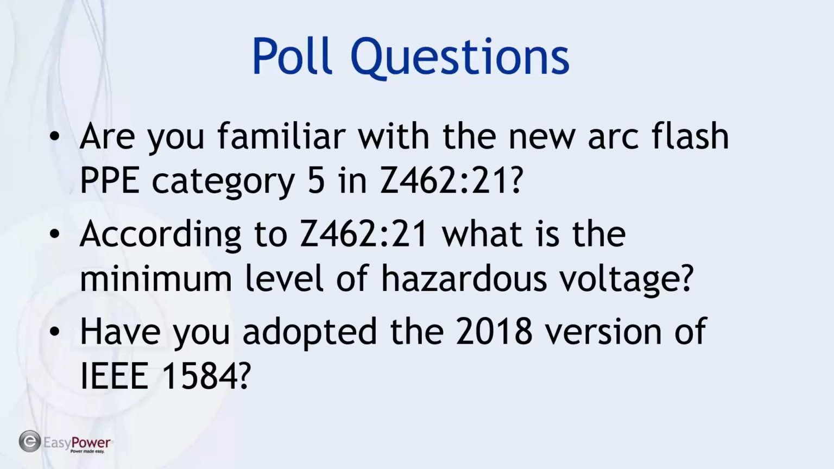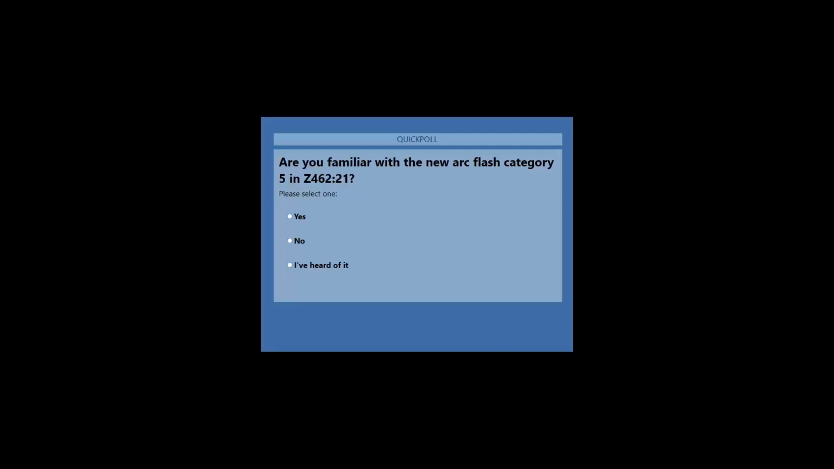So the first question is, are you familiar with the new Arc Flash PPE Category 5 in Z462, the current version? So if you would please, no obligation or liability, help us with some feedback as far as your standing on the topic. And there's no right or wrong answer, just strictly trying to see where people currently exist in the exposure to this. There are some interesting points of separation between Z462 and NFPA 70E, and I, for one, am very interested in the material that we'll be seeing in the next few minutes.